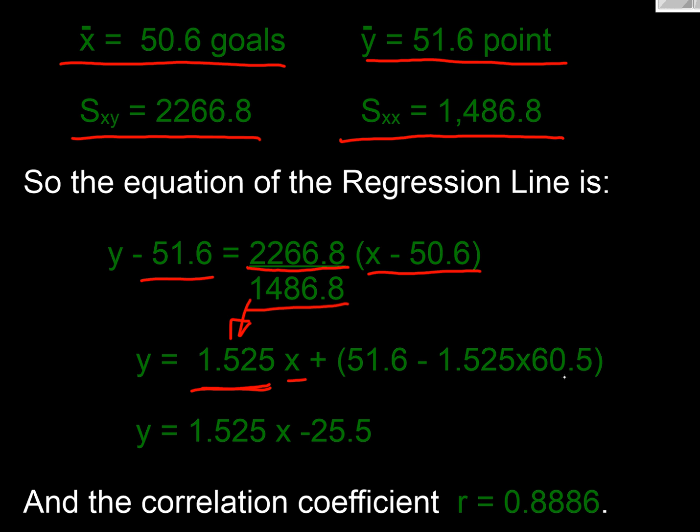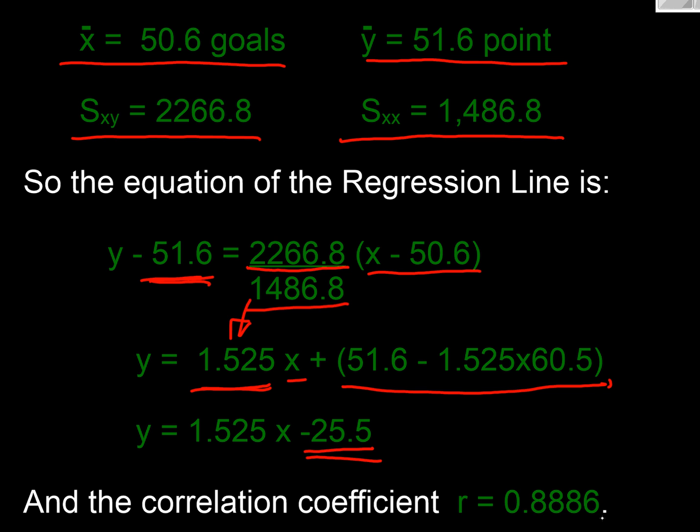And then if we bring all our constants together onto this side by moving the 51.6 over, we're able to work out our constant, and that's minus 25.5. So that says if you don't score any goals at all, you'd end up with minus 25.5 points, but that's well outside the scale range that we're working in.